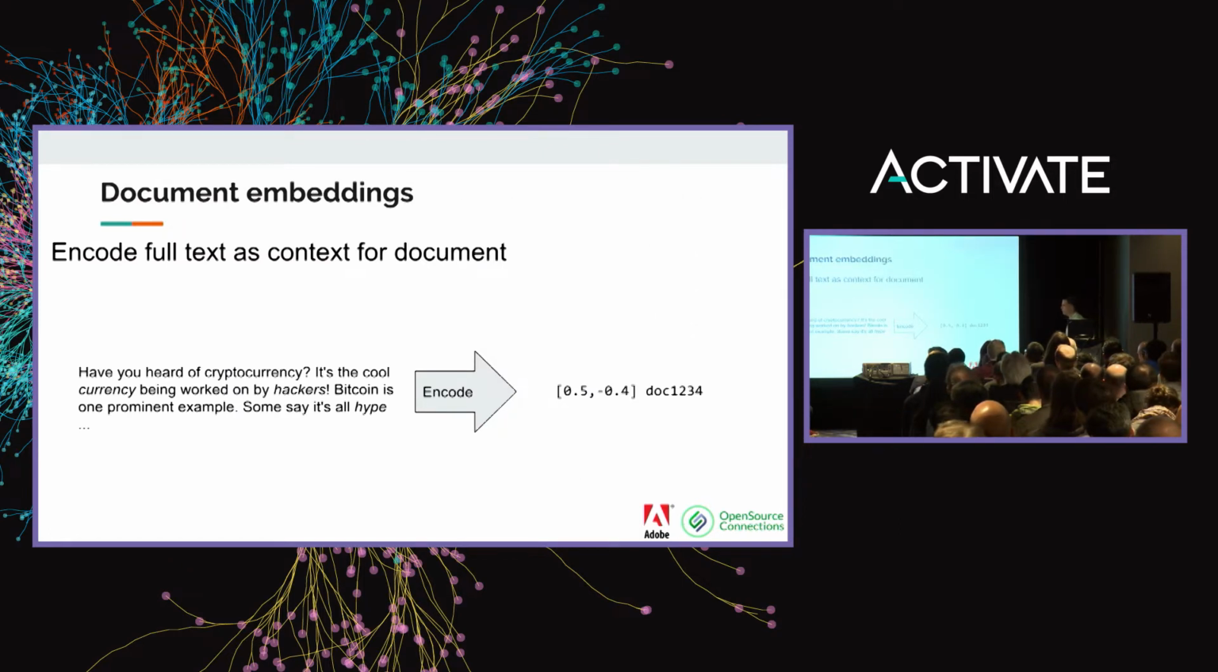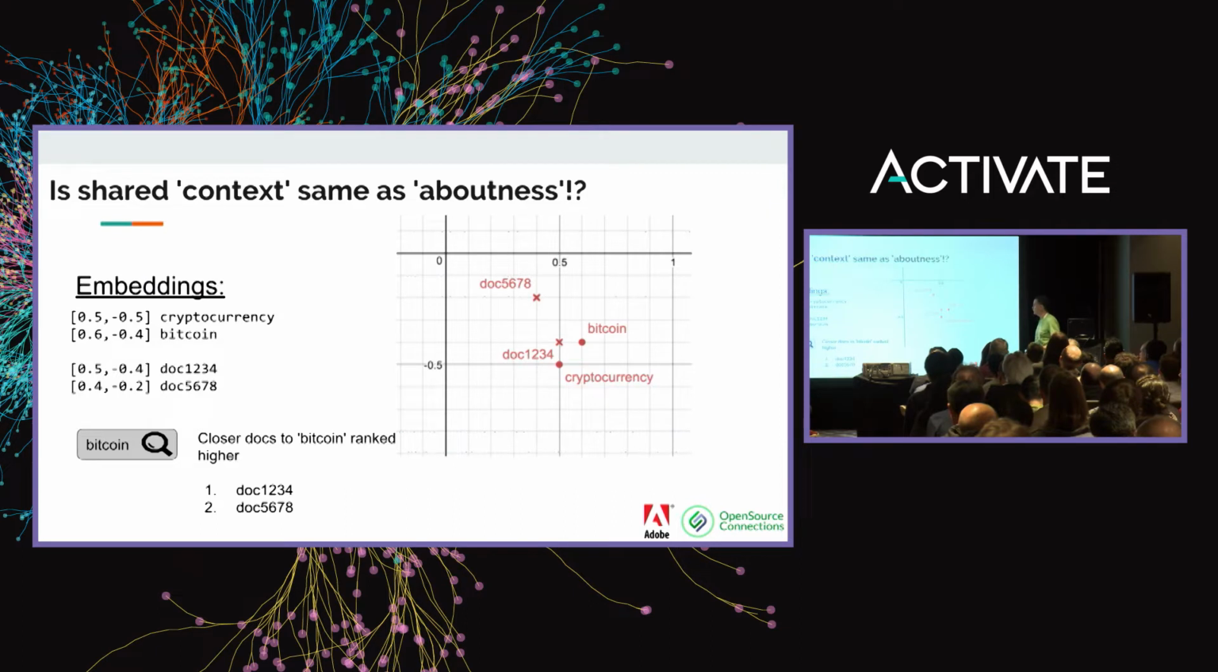You know, if we get them on a graph, we can see that pretty easily. And we can do the same operation. We can treat the full document or parts of a document as context and encode a similar vector for the document itself. And we can build a search system that's more or less based on this idea. Bitcoin, cryptocurrency, doc1234 is higher than this other document. And okay, this seems like a good approach for aboutness.